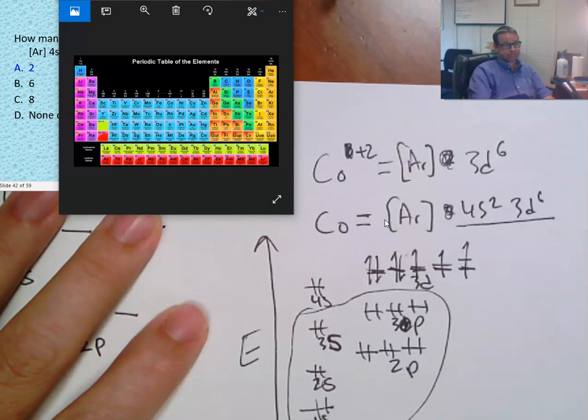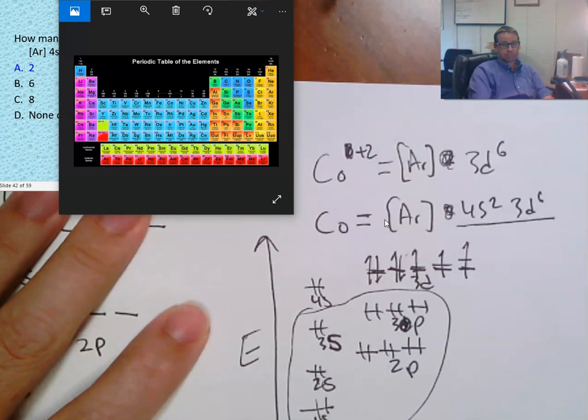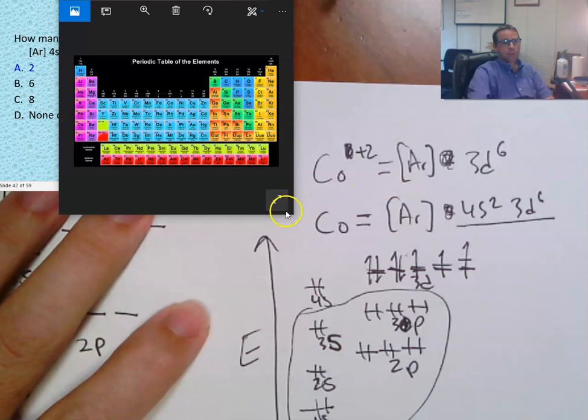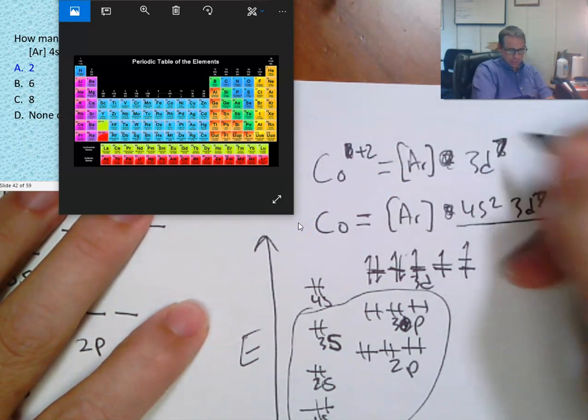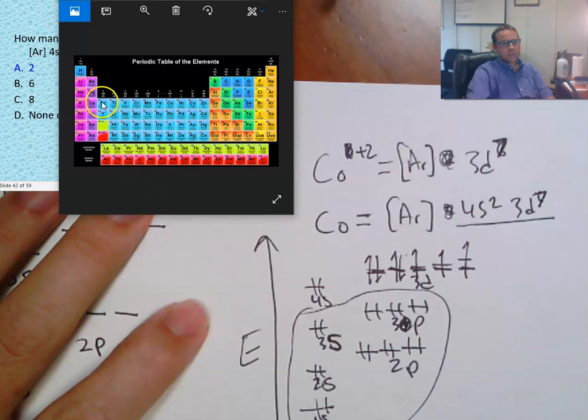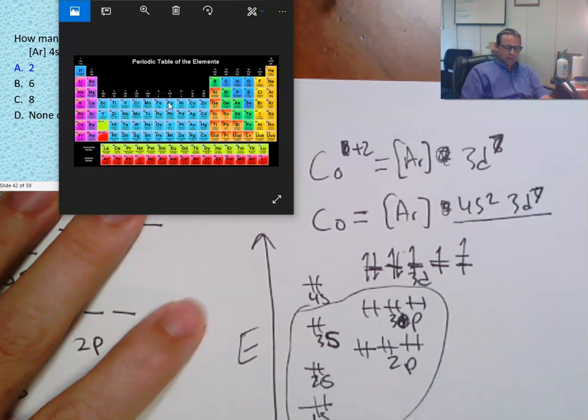Why is it 3d6? Because isn't cobalt like the 7? Oh, sorry. We missed 1 electron. Very good. Thank you. So we knew that simply by counting 1, 2, 3, 4, 5, 6, 7. Right? Very good.